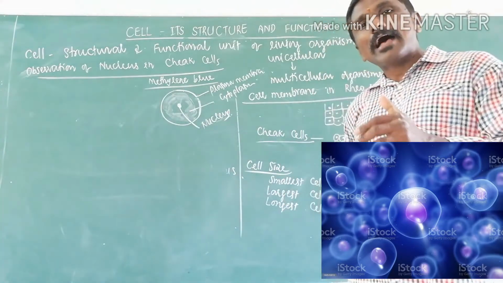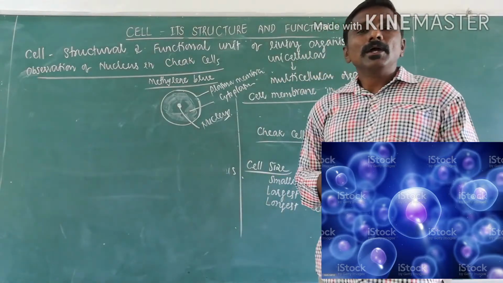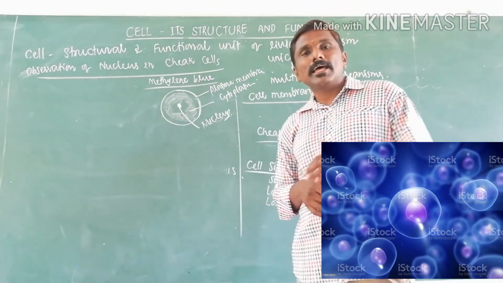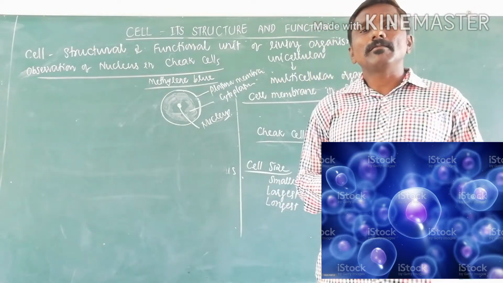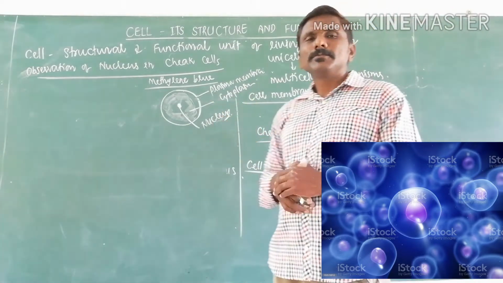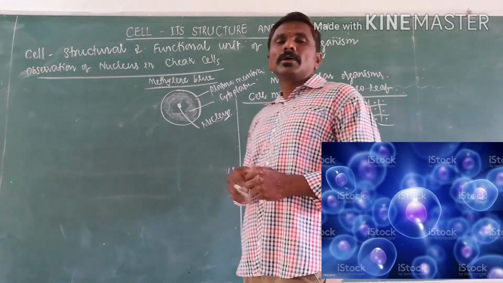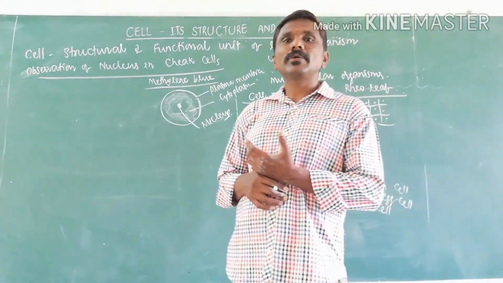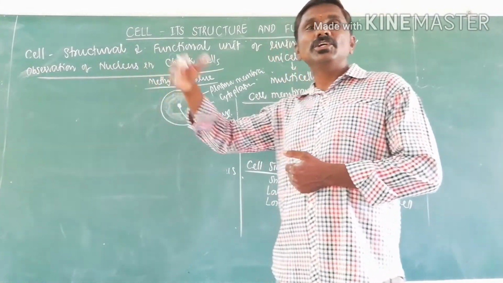Okay, so we have to take a few precautions for doing this activity. First precaution: don't scratch the cheek so deeply, it may injure the blood vessel. Second, spread the cheek cells uniformly on the slide, and next, try to avoid the formation of bubbles on the slide. So these are the few precautions we have to take for doing this activity. With this we are able to observe the nucleus in the cheek cell.